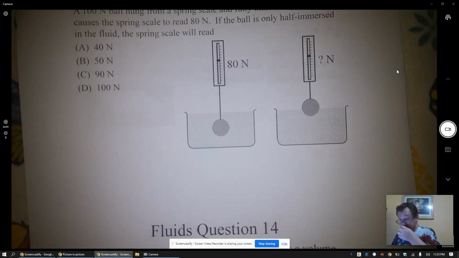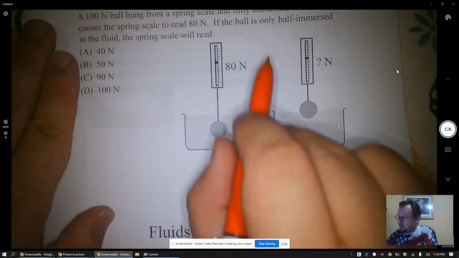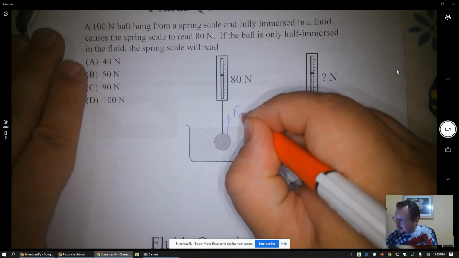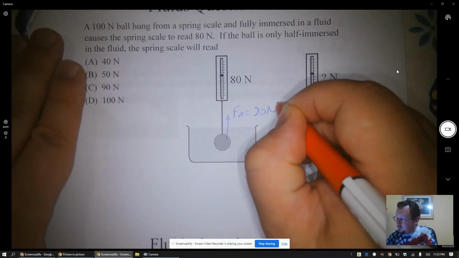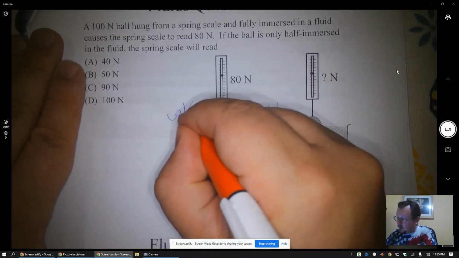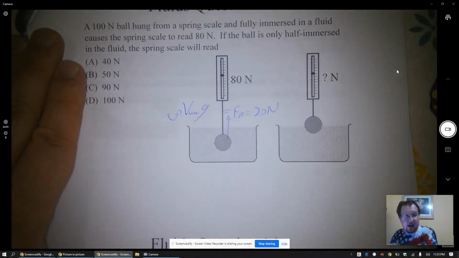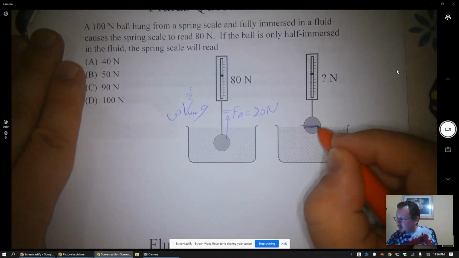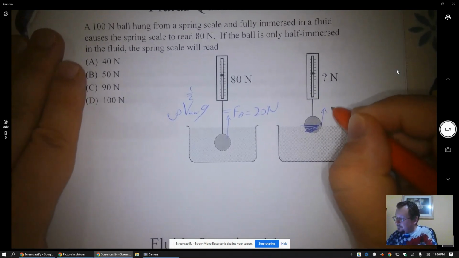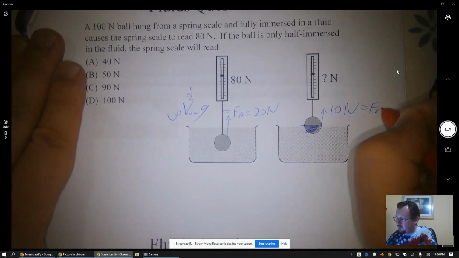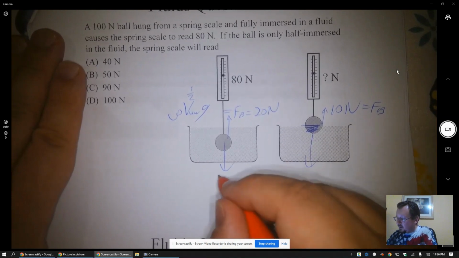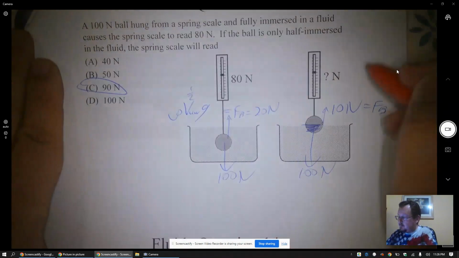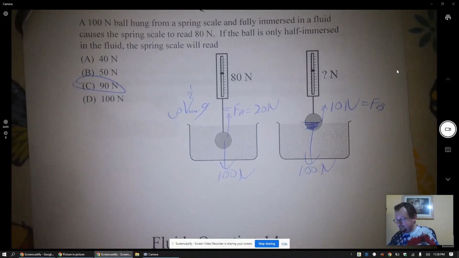Okay, 100 newton ball. In this case, it says 80 newtons, which means that the force of buoyancy would be 20 newtons. And the force of buoyancy is density times the volume under the water, which is all of it, times gravity. Now here, only half of the volume is underwater. So that means you'll have half as much buoyancy force, but the thing would still weigh the same because its mass and weight haven't changed. So then the scale would read 90. That's a good question.